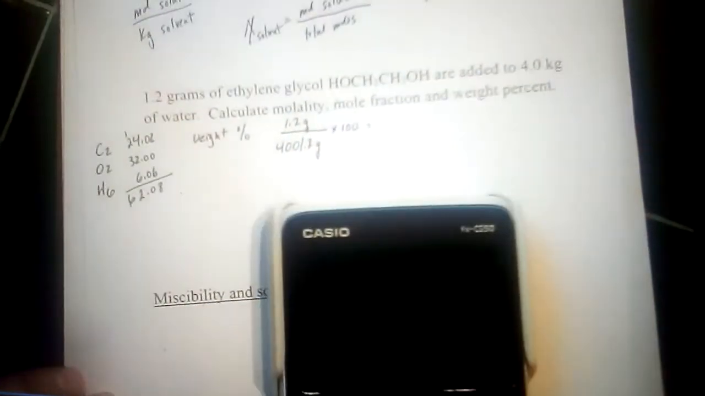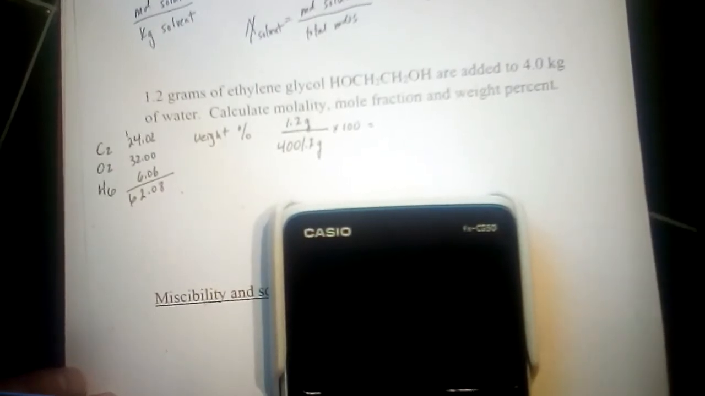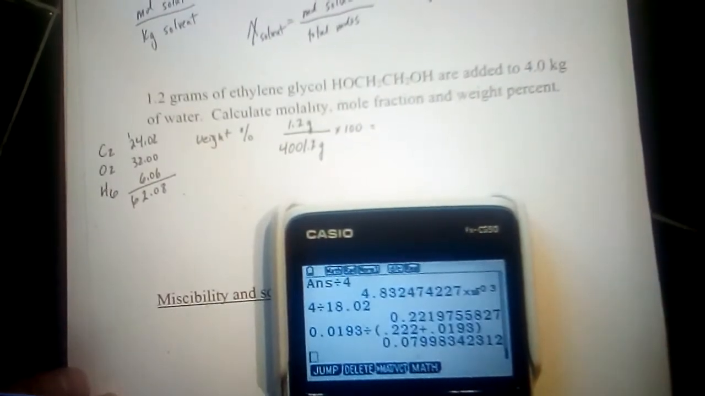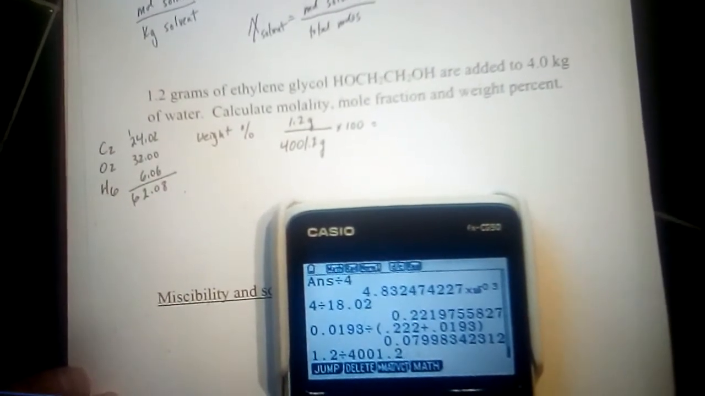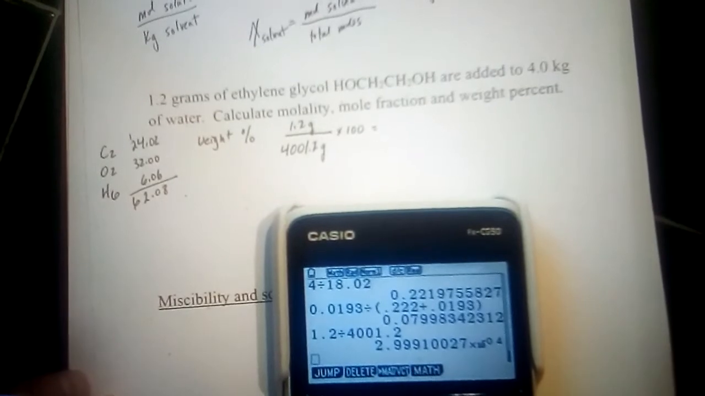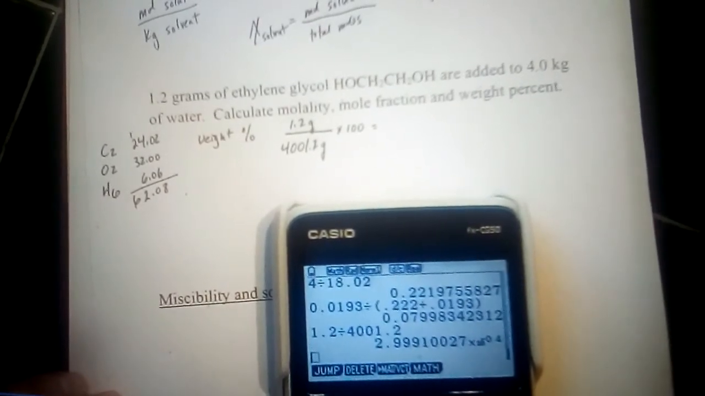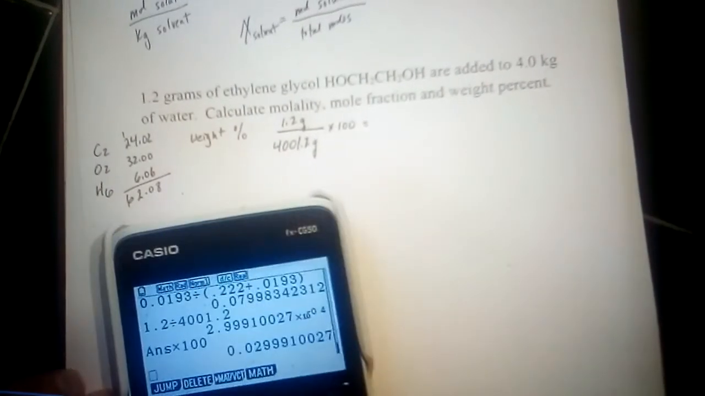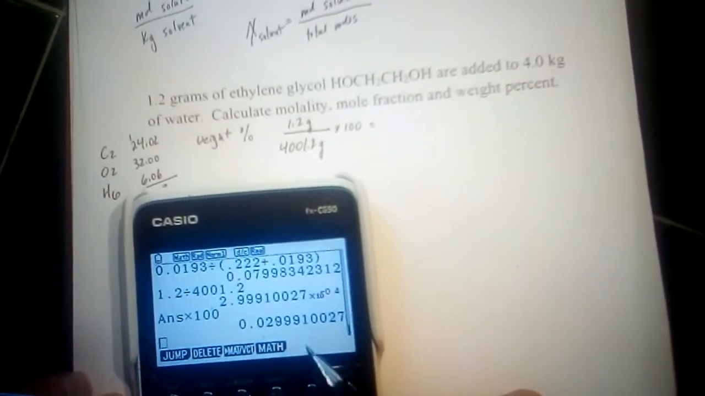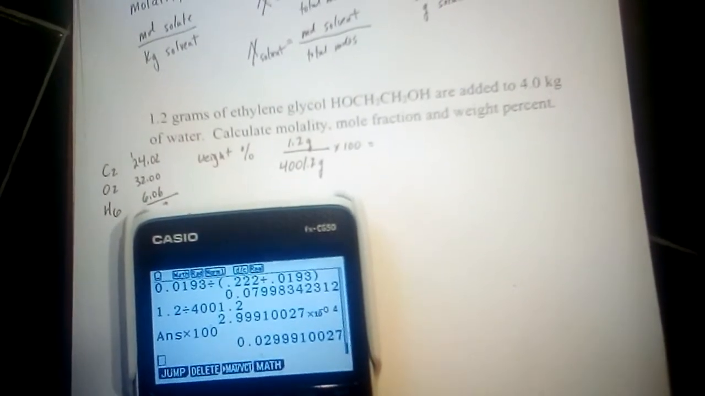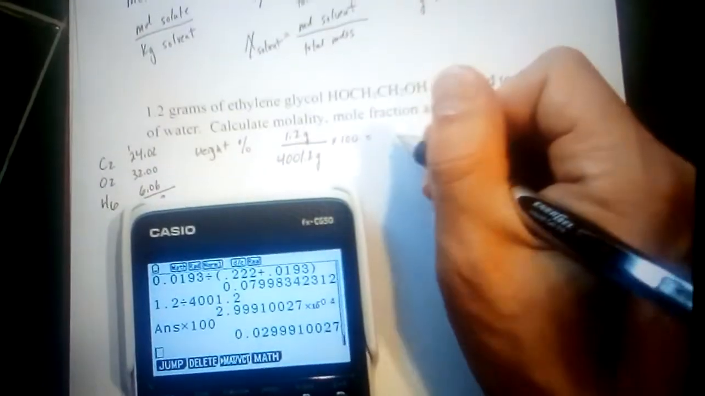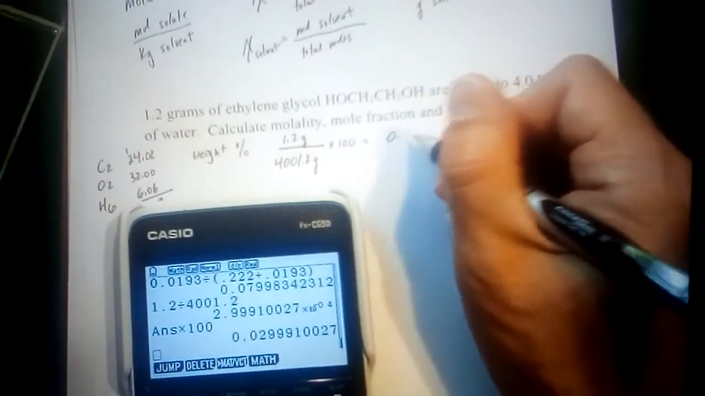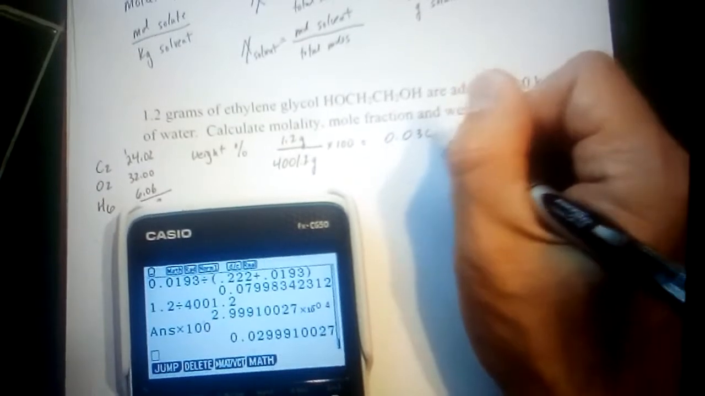So if we plug that into the calculator, 1.2 divided by 4,001.2 is 2.99 times 10 to the minus 4th. Multiply that by 100, since it's a percentage, right? And now it's 0.02999. Now, because of the 1.2 gram mass of the ethylene glycol, we only have 2 sig figs, so we should round our answer to 2 sig figs. So that would be 0.030.